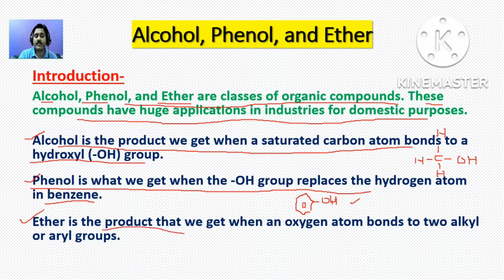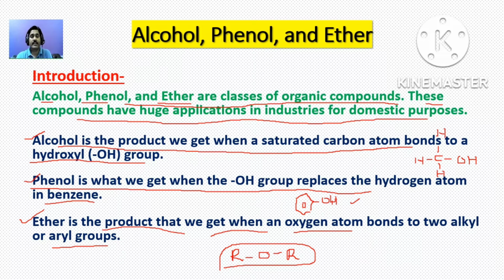Similarly, what are ethers? Ethers are the products we get when an oxygen atom is bonded to alkyl or aryl groups. An oxygen atom is added to two alkyl groups or aryl groups. Suppose that is an alkyl group, and an oxygen atom is attached here with another alkyl group. If two alkyl groups are bonded with oxygen, that is called an ether. So that is the short introduction: what are alcohols, phenols, and ethers?